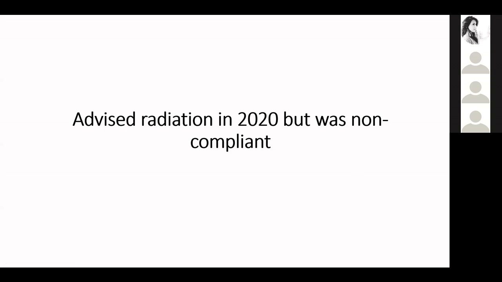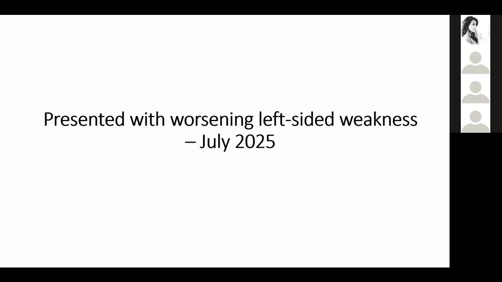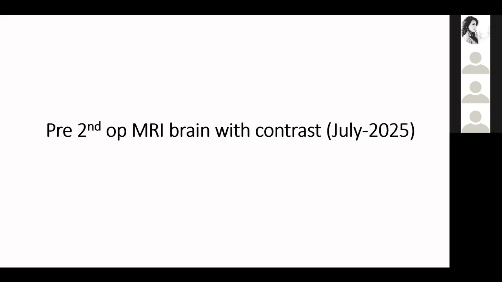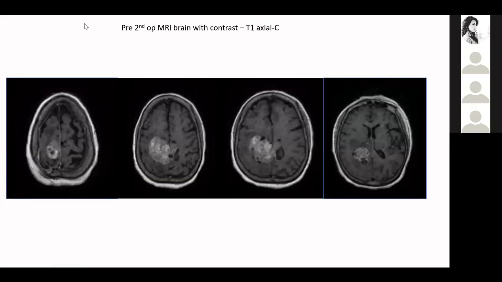All right, thank you. So she was advised radiation in 2020, considering the residual disease, but she was non-compliant. Then she presented with a worsening left-sided weakness in July 2025. So her MRI brain was repeated again. So this was the pre-second op MRI brain with contrast done in July 2025. So this is the MRI. Can we discuss this, please?